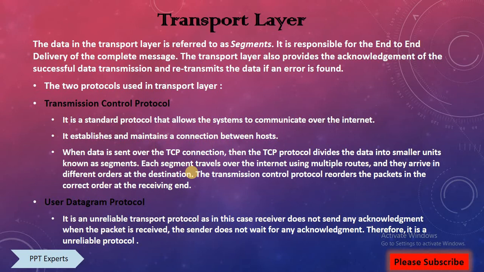Next is UDP, User Datagram Protocol. It is an unreliable transport protocol, as in this case the receiver doesn't send any acknowledgement when the packet is received, so the sender does not wait for the acknowledgement. Therefore, it is known as an unreliable protocol. So UDP works without acknowledgement from the receiver's end.